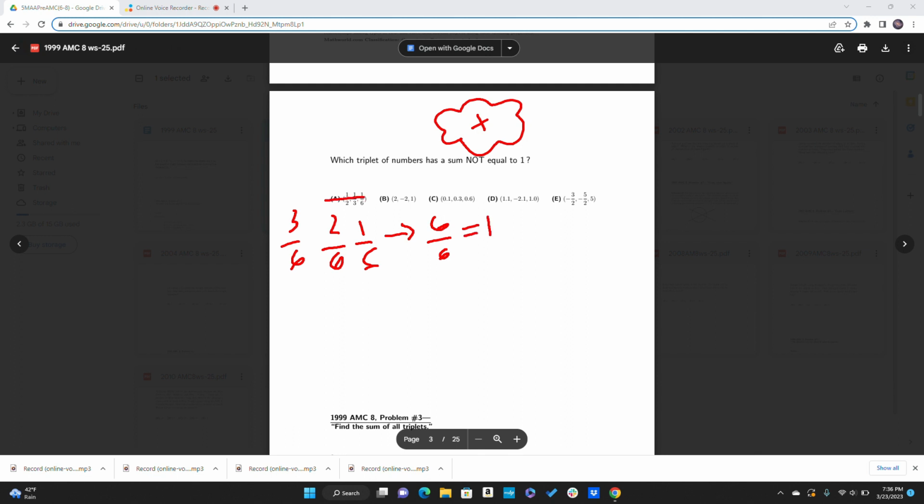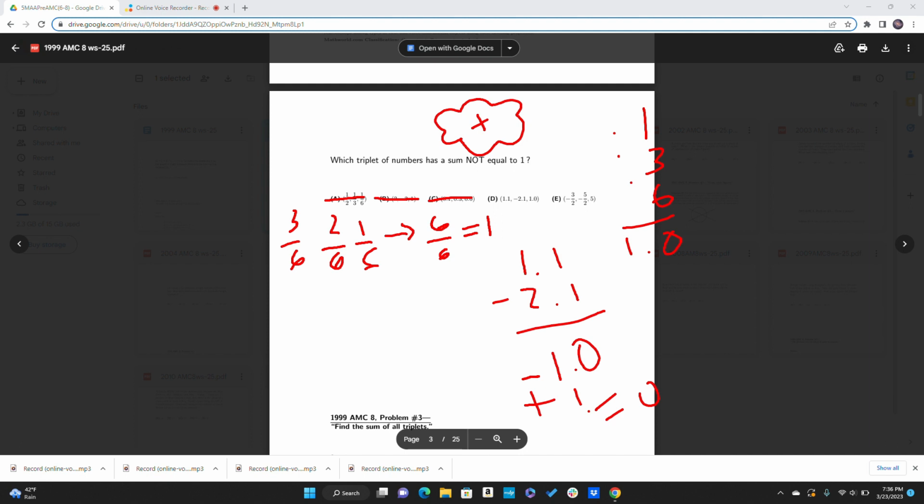What about B? 2 minus 2 plus 1. 2 minus 2 is 0, plus 1 is 1. So B is not what we're looking for either. What about C? 0.1 plus 0.3 plus 0.6 gives 1.0, which is the same as 1. Okay, D: 1.1 minus 2.1 plus 1. 1.1 minus 2.1 gives us negative 1, and then plus 1 equals 0. We want something that doesn't sum up to 1. 0 is not 1, so in this case, D is our answer.